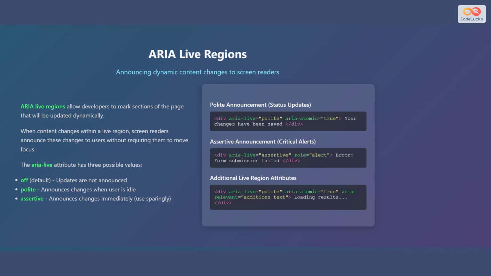Use assertive sparingly. For polite announcements like status updates, the code might look like this: div aria-live="polite" aria-atomic="true", Your changes have been saved, /div. For assertive announcements like critical alerts, the code might look like this: div aria-live="assertive" role="alert", Error: form submission failed, /div. Additional live region attributes include div aria-live="polite" aria-atomic="true" aria-relevant="additions text", Loading results, /div.